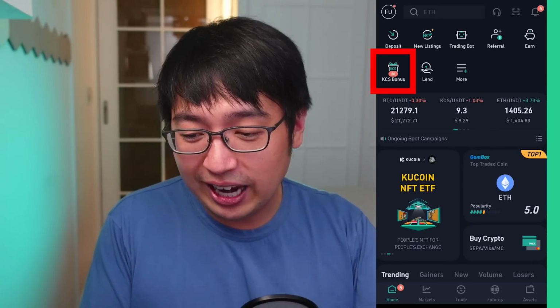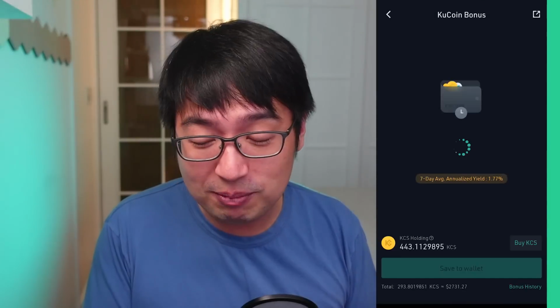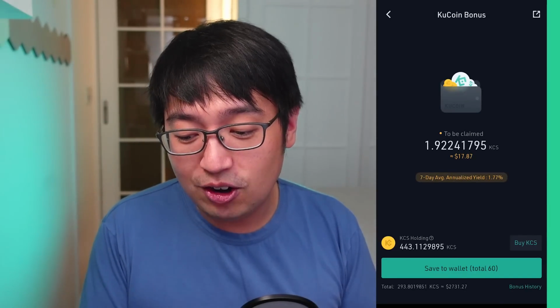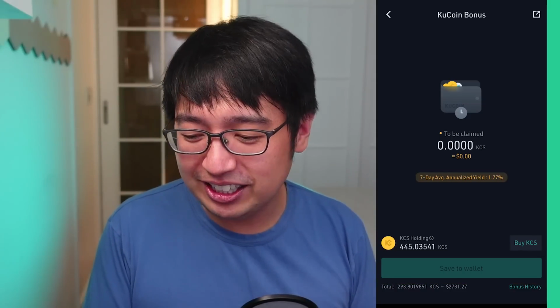So we are in the app from the home screen. You see a 60 there. I haven't collected the bonus in the last 60 days, so that's what that means. And to collect the bonus, that's something you have to do manually. And then all you have to do is hit save to wallet. And then you hear those coins collected into your account.